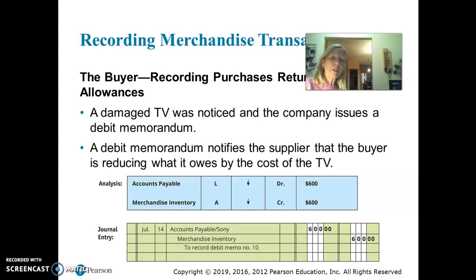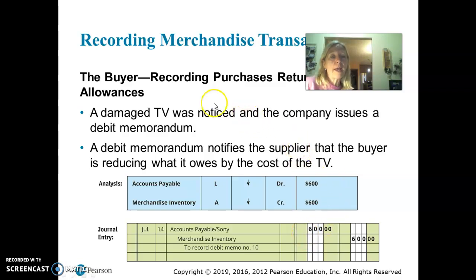So you would do what's called a debit memorandum. It's called a debit memorandum because you debit your accounts payable, because you don't have to pay for that TV if it's broken. You bought $7,000 worth of TVs. One TV is worth $600. You debit that because you're not going to have to pay for it. And you have to credit your merchandise inventory because you're not going to sell it either. Okay? Very simple, very important. You're going to encounter that in your homework.